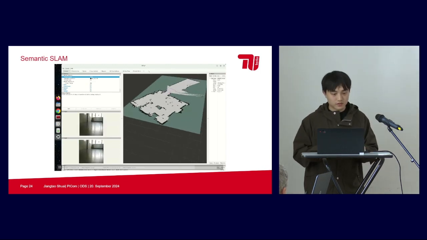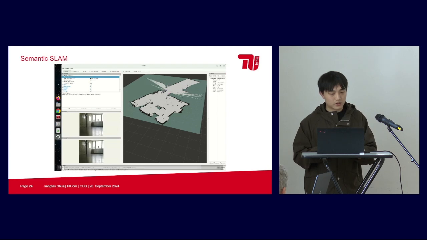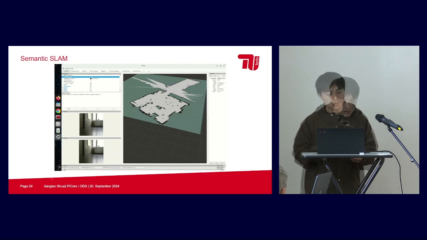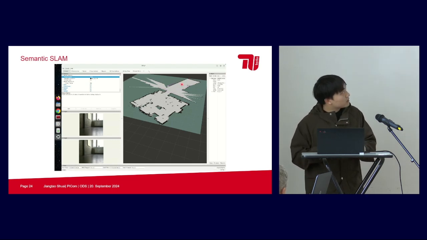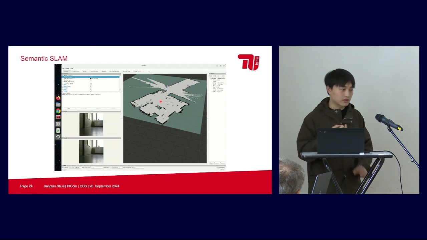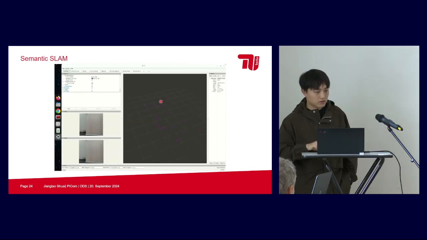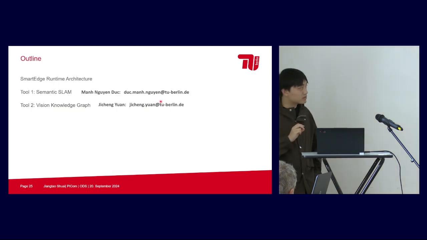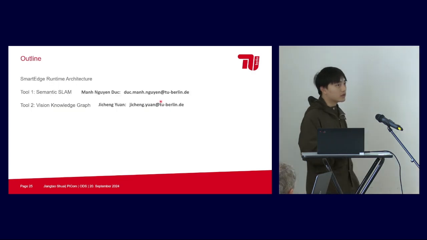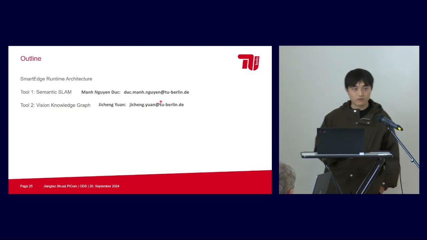So the right side is the occupancy map. The black dots mean the grid is occupied, so we cannot go there. If we need to define a path, we need to choose the unoccupied voxels or grids or cells. Then we can get a feasible path for navigation. So this is about the semantic SLAM, and then the next step will be the tour of Vision KG.